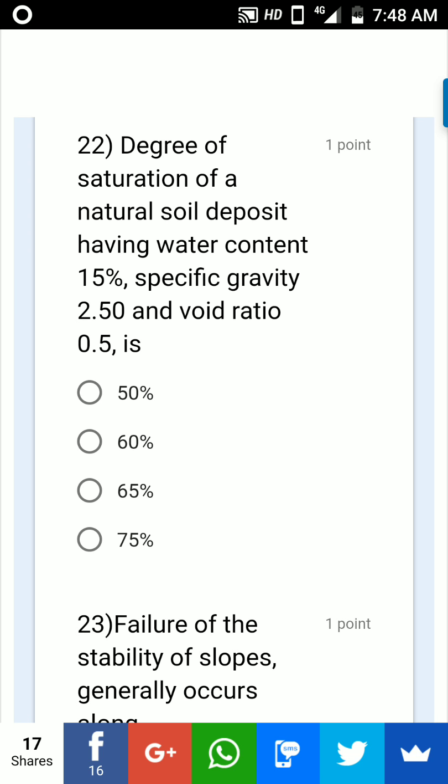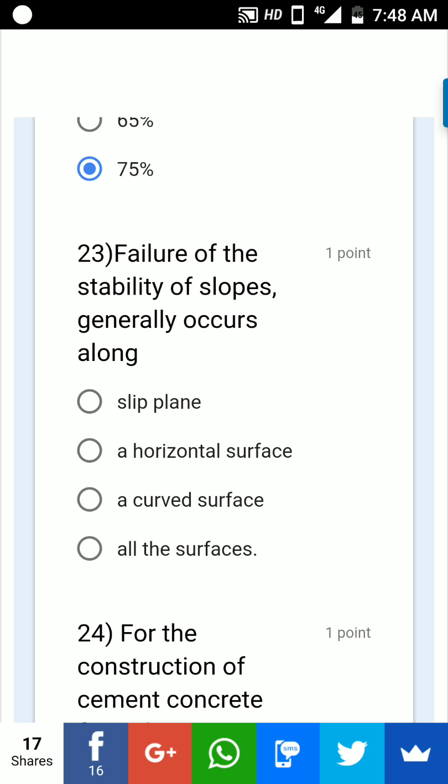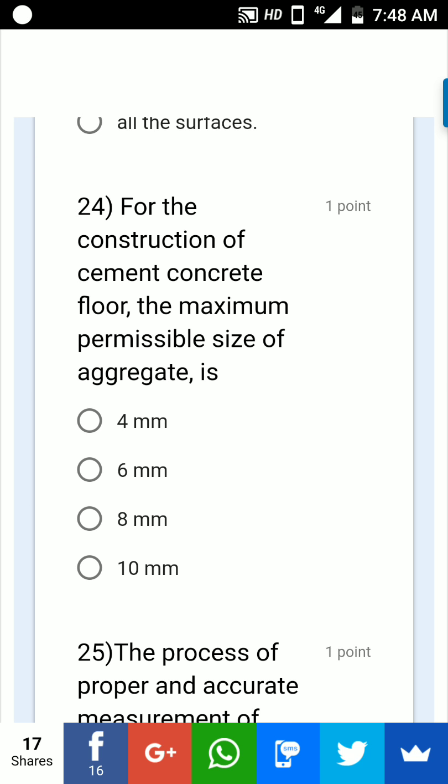Degree of saturation of a natural soil deposit having water content 15%, specific gravity 2.50 and void ratio 0.5 is to be calculated. We can find it from e S = w G, which gives 75%. Failure of the stability of slope generally occurs along a curved surface. For the construction of the cement concrete floor, the maximum permissible size of the aggregate is 10 mm size.